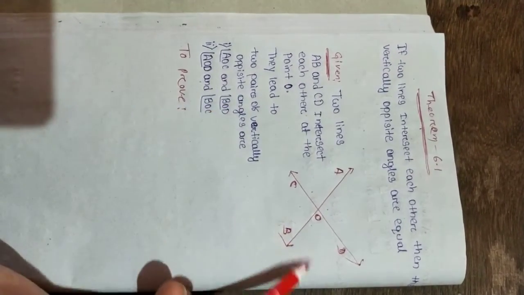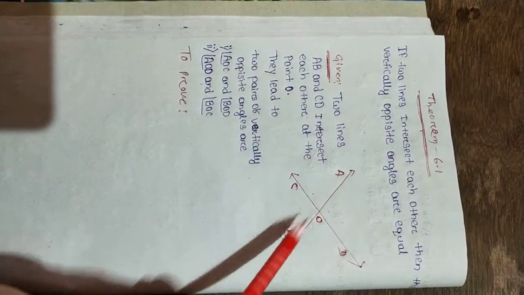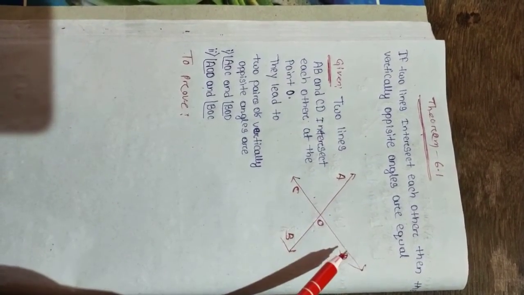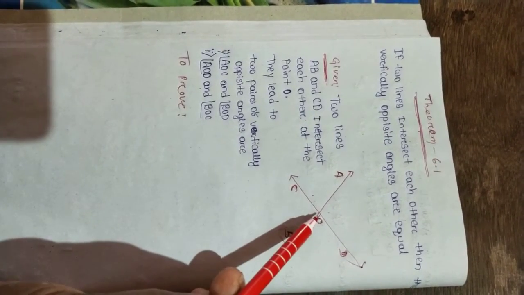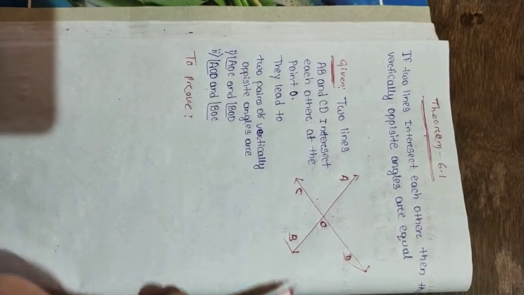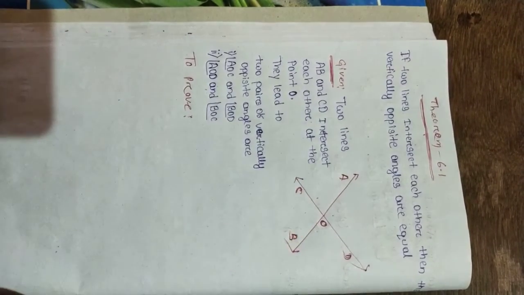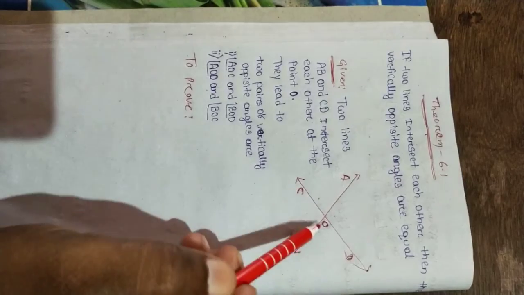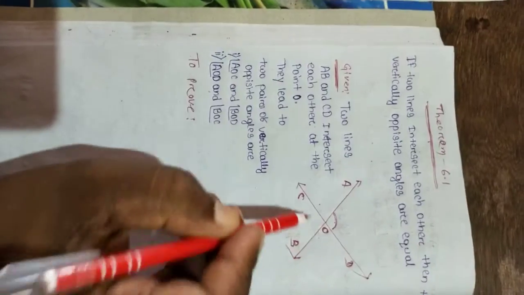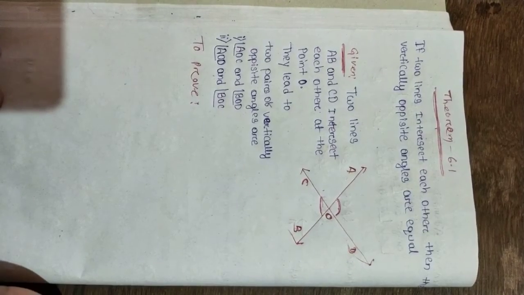First is given. Given: AB and CD are two lines intersecting each other at point O. The two lines lead to vertically opposite angles. One is angle AOD and angle BOC. These two are vertically opposite angles.